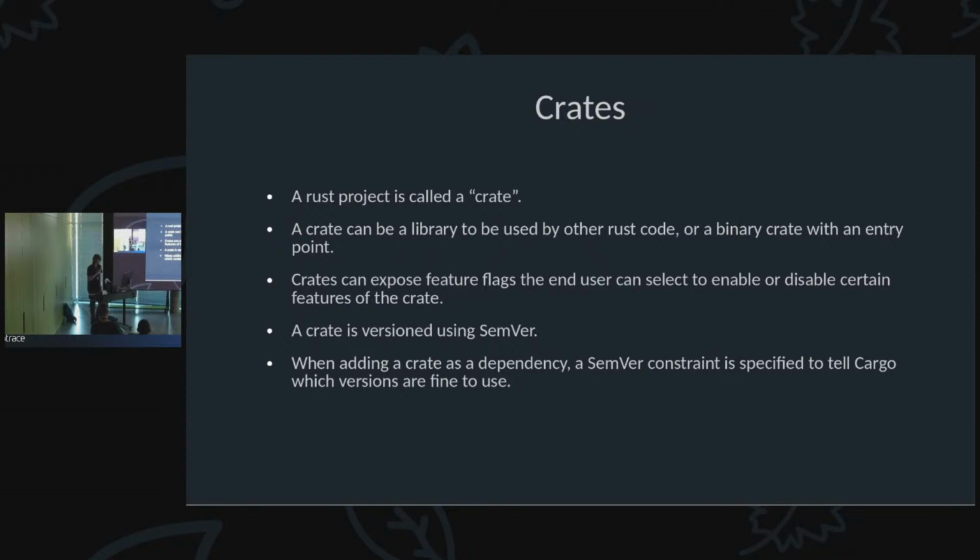A Rust project is called a crate. It can be either a library or a binary crate. They can expose feature flags that the end user can select and basically shape the library's behavior to their requirements. Crates are versioned using Semver, and when adding a crate as a dependency, you specify a constraint to tell cargo which versions are fine to use. It will pull the newest that matches the criteria and then put it in a lock file. And unless you manually tell it to update or delete the lock file, it will keep using that version since it's valid in your constraint.